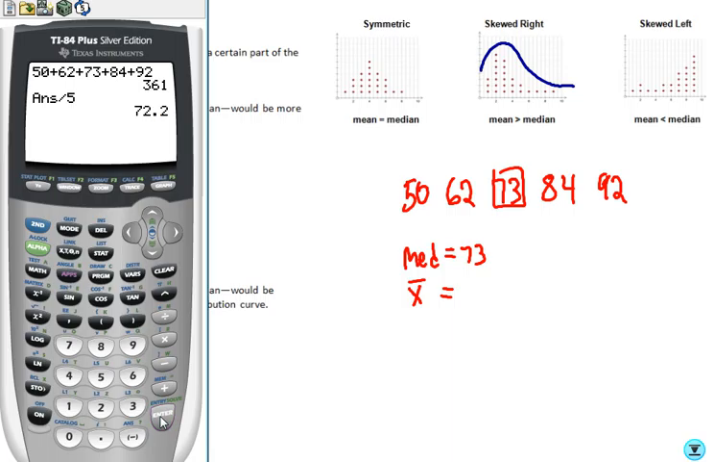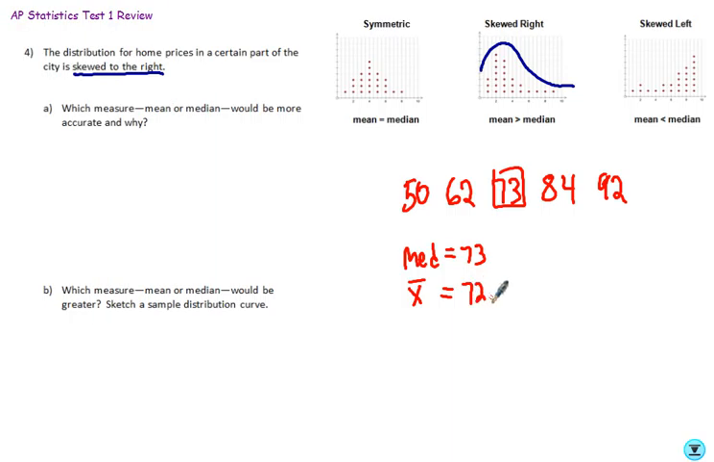We get 72.2. So we see that this is roughly symmetric, right? The median and the mean are pretty close to one another. If I drew a little distribution curve, I would get a bell-shaped curve where the median and the mean are pretty close to each other. We could say that the median and the mean are pretty equal.